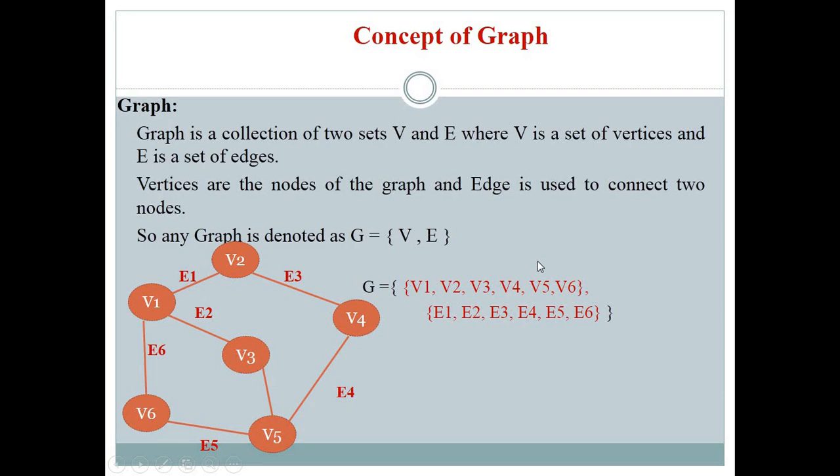Now let's see the concept of graph. First of all, what is a graph? A graph is a collection of two sets V and E, where V is the set of vertices and E is a set of edges. In this figure you can see V1, V2, V3, V4, V5 and V6 are the vertices, and E1, E2, E3, E4, E5 and E6 are the edges. Generally a graph is denoted by (V, E), meaning set of vertices, comma, set of edges. So this is the concept of graph.